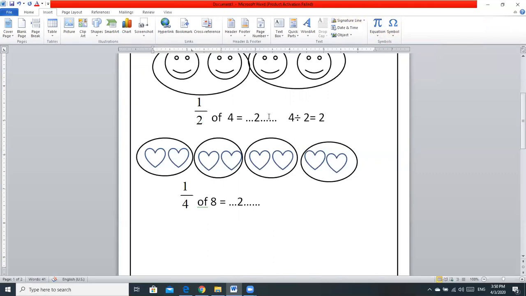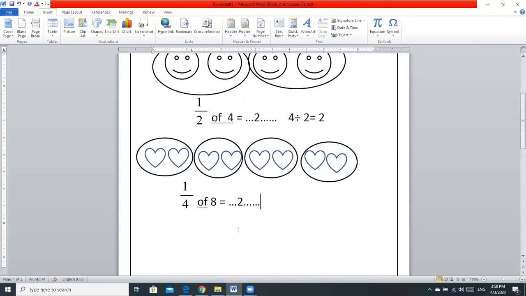I have 4 smiley faces. I divide them into 2 groups. Each group is going to have 2. So let's make this. Quarter of 8 equals 2. I divide this 8 into 4 groups. The answer is 2. Miss, we say if I want the fraction of any number, I can use division.